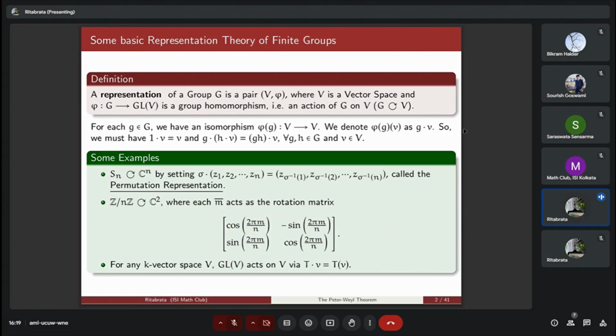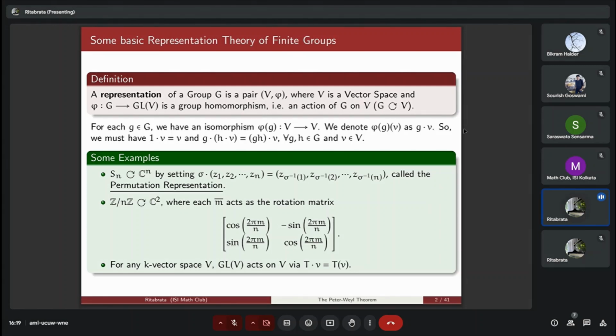Our cyclic group Z/nZ acts on C^2. A cyclic group is generated by a single element, so however the generator acts, it will give us how every element acts. The generator 1 acts by rotation by 2 pi by n. Similarly, element 2 will act by rotation by 2 times 2 pi by n, and so on. The element n will act by rotation by n times 2 pi by n.